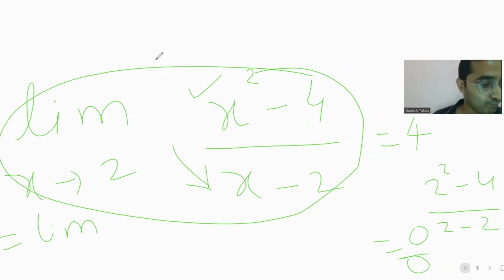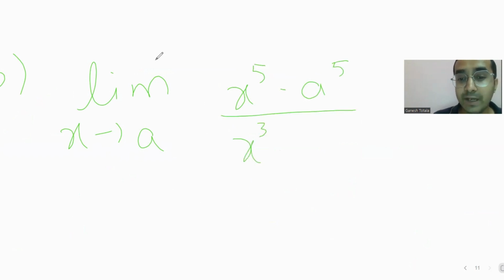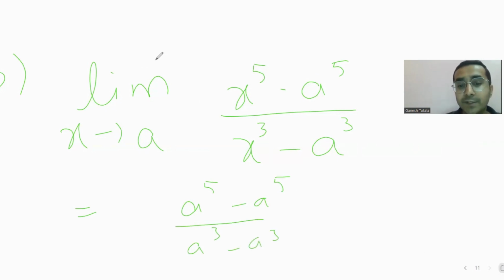Okay. Now, next problem. Let's solve the third problem. Question number 3. Limit as x is tending to a of (x raised to 5 minus a raised to 5) divided by (x cube minus a cube). Now, let's again check if we are getting 0 by 0 form. So it will be a raised to 5 minus a raised to 5 divided by a cube minus a cube. So we get 0 by 0. Yes, we are getting an indeterminate form.